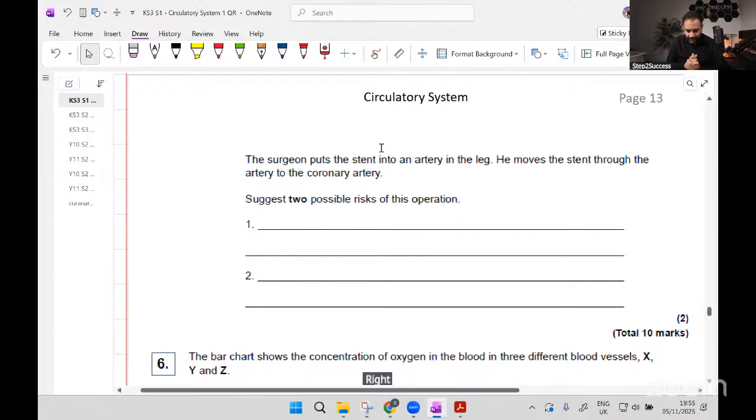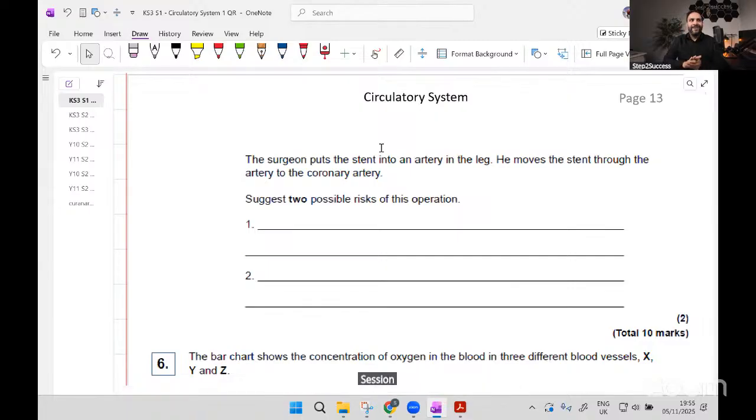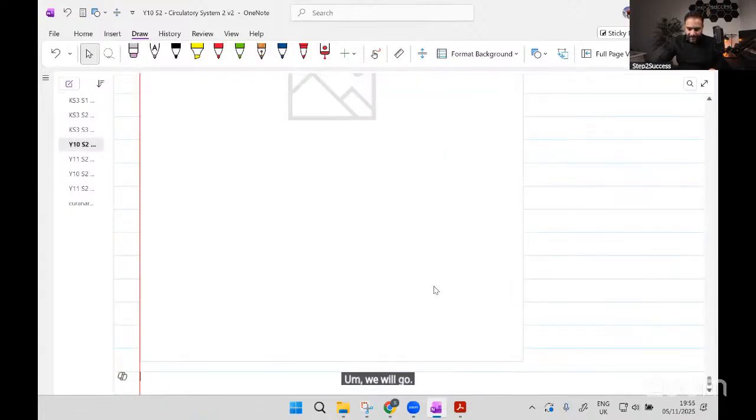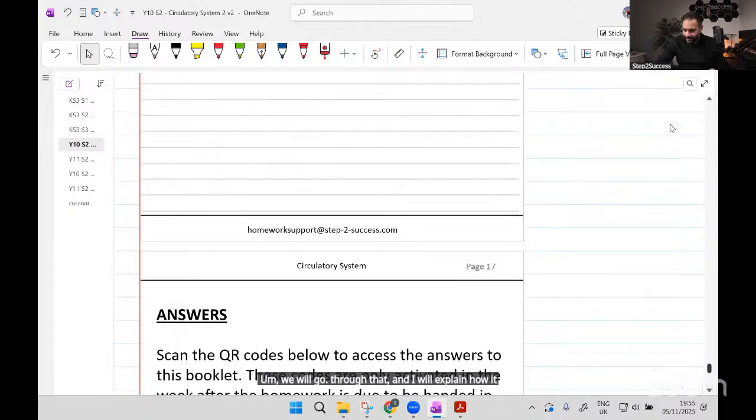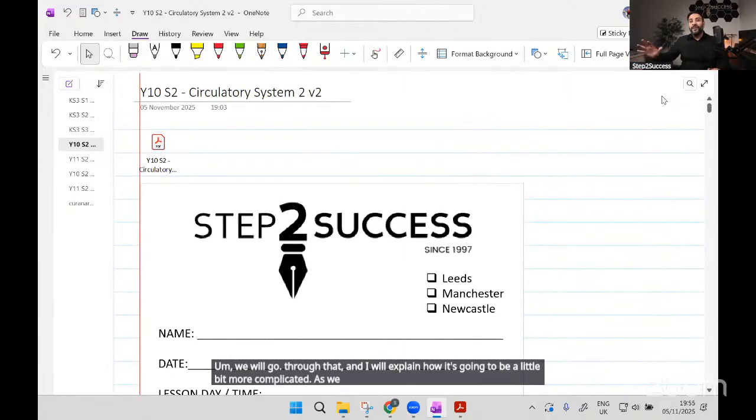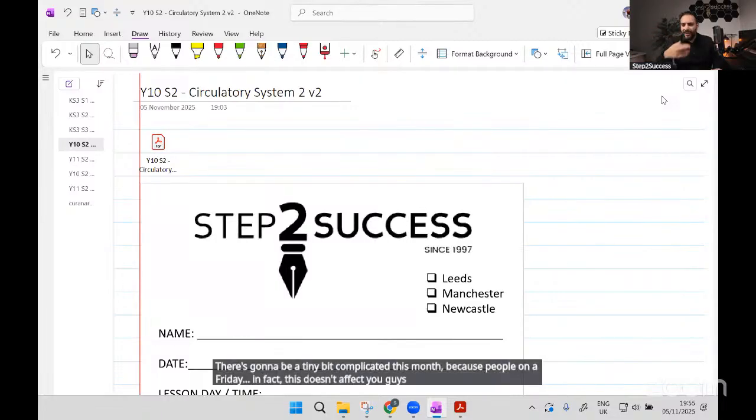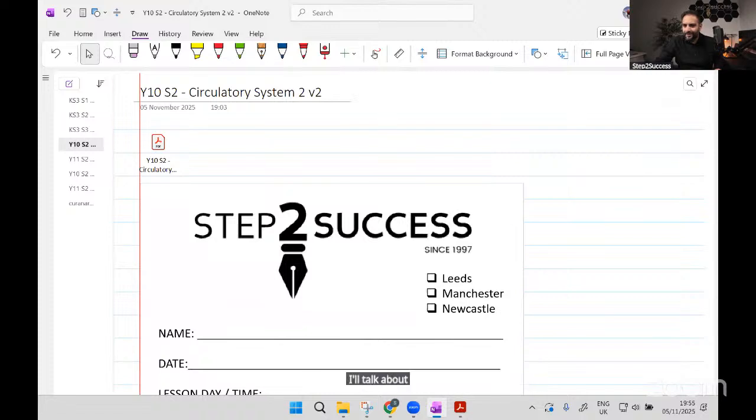Right, it is now 5 to 8. What I will do is stop this session now. For those of you in year 10 and 11, we will go through that, and I will explain how it's going to be a little bit more complicated as we go forward, by the way, just so you know. It's going to be a tiny bit complicated this month because people on a Friday, in fact, this doesn't affect you guys. It'll be year 10 and year 11. I'll talk about that in 5 minutes. Right, enjoy. I'll be back.